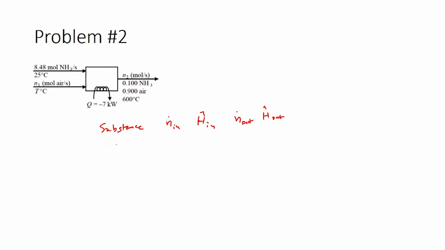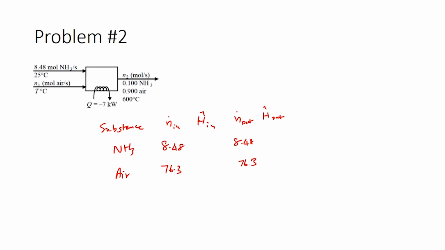So, here you would have ammonia and air. Ammonia entering the system is 8.48 moles per second and air entering the system is 76.3 moles per second. These are the same values which are leaving the system also.